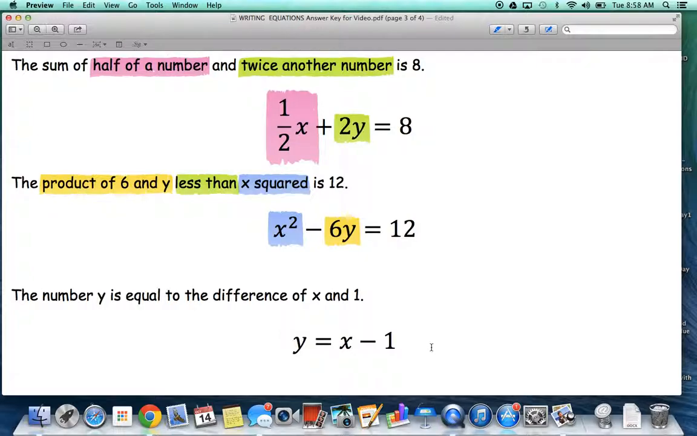The next problem says the number y is equal to the difference of x and 1. So once again, they gave us the two variables in this problem. So y is equal to, so I put y equals. And then, of course, difference means subtract. And my second variable is x. So I'm going to put x and 1. So y equals x minus 1. It is the same thing as the number y is equal to the difference of x and 1.